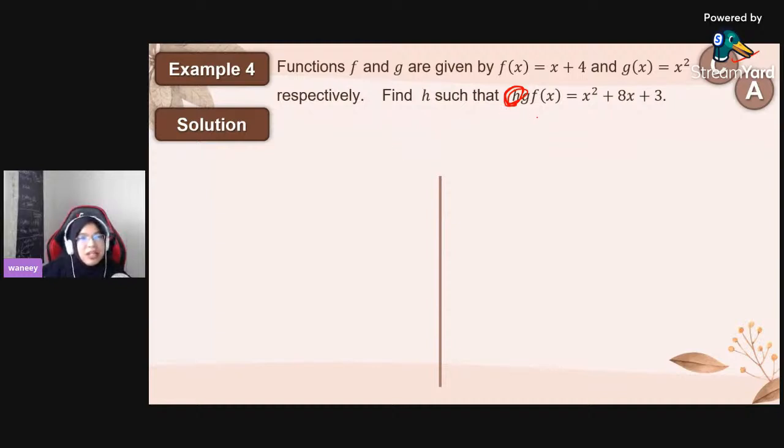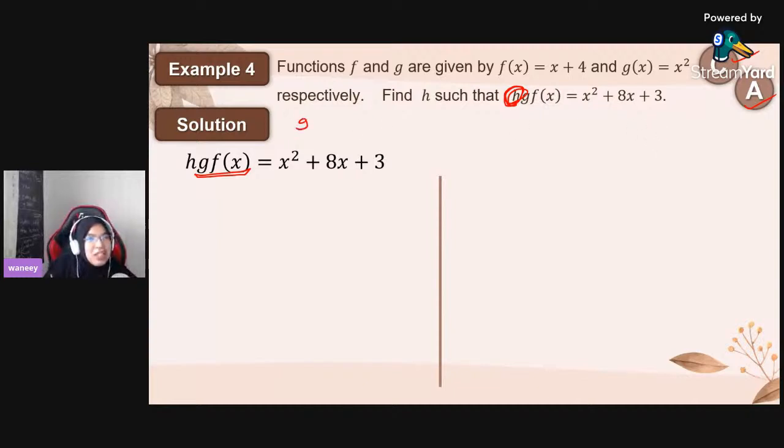Okay, so what should we do? We should write the composite function first. So hgf is x squared plus 8x plus 3. Okay, so in order to do the composite function, you should start from the right hand side. Right? So kita start dari kanan. So we have to know what is g composite with f first, sebelum kita cari h tu apa. Okay, so how to do g composite with f? So that is why I wrote down A. So those are just a simple composite function.